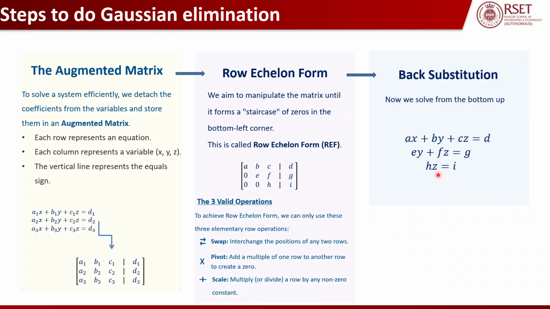Here you can see z can be i by h, and by substituting this z here, we will get the value of y, and by substituting this y and z in the first equation, we will get the value of x. Like that, we will solve for x, y, and z.